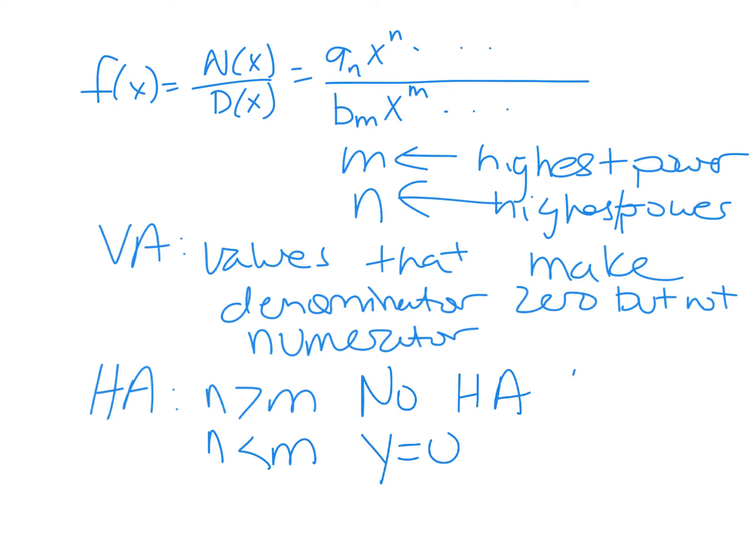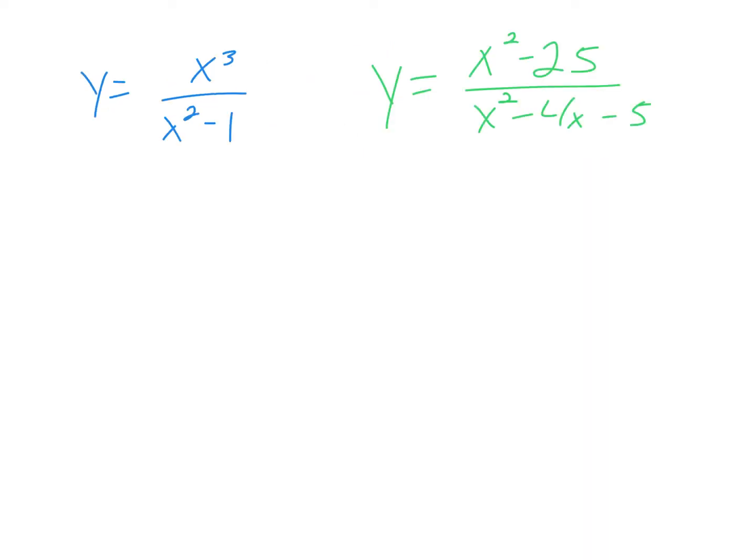And then if they're equal, n is equal to m, then y is equal to the ratio of the coefficients, meaning a sub n divided by b sub n. That will be your horizontal asymptote. We just look at the coefficients, the number in front of the highest exponent in both numerator and denominator. Cool.